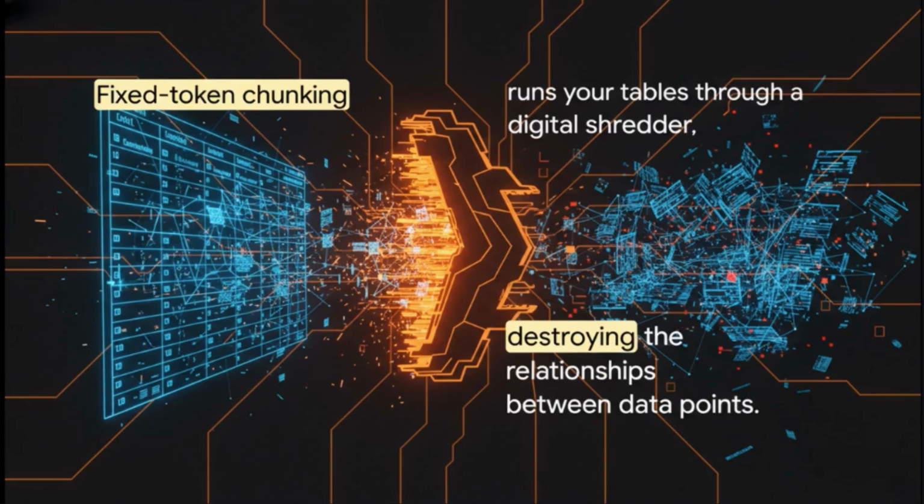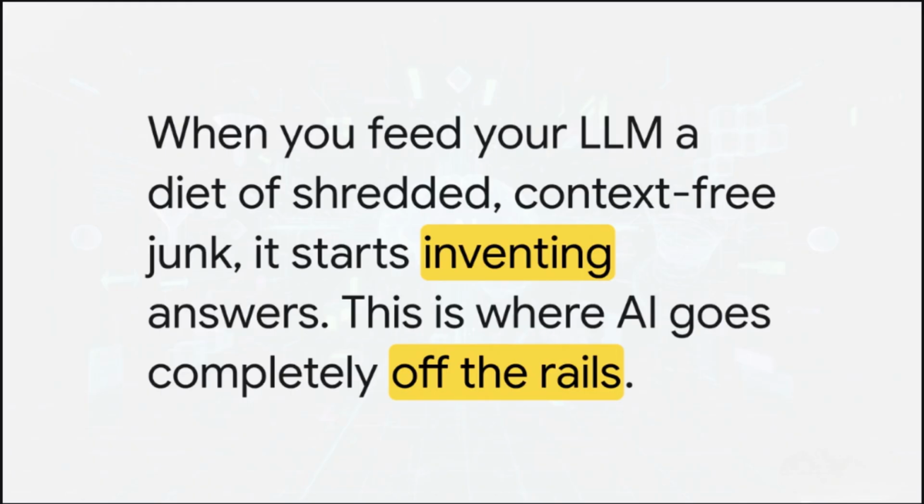Let's start with the table shredder. So what happens here is your standard data prep tool sees a perfectly good pricing table or a data sheet and basically runs it through a digital paper shredder. That's because fixed token chunking just splits rows right down the middle, completely destroying the relationships between all the data points. It's a mess.